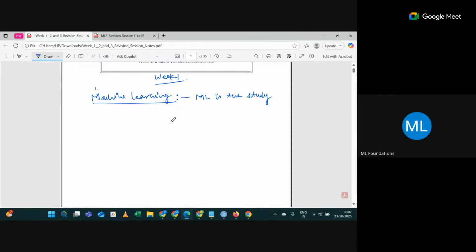Okay. So what is machine learning? Basically, machine learning is the study of computer algorithms, right? Machine learning is a study of computer algorithms which improve automatically through experience and the use of data. Would you agree with me? Yes or no? So this is just a general intro about machine learning.